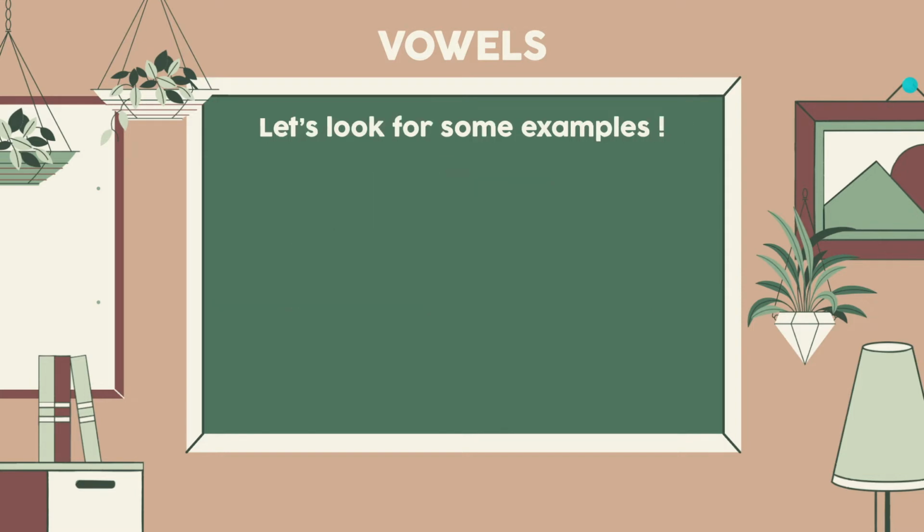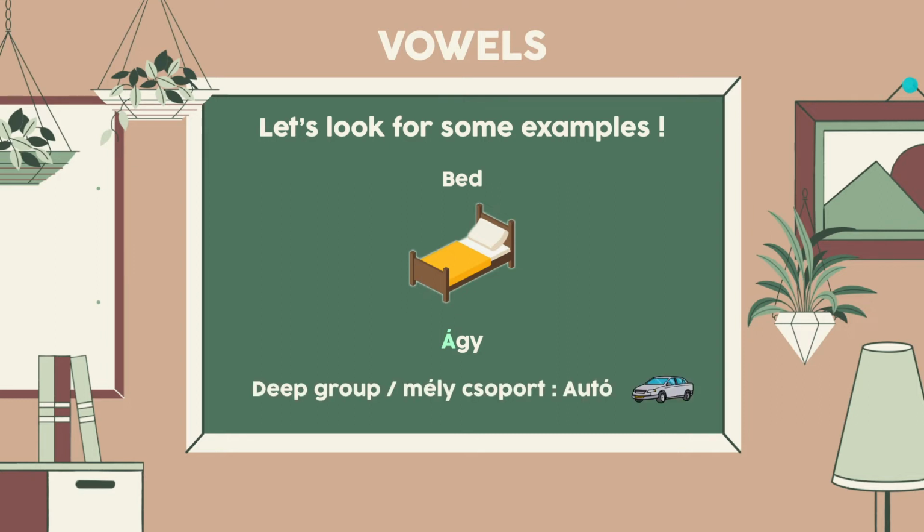But let's find some examples for the deep vowels. I really hope you still remember what was the thing we've learned for the second letter. It was, I think, a bed, right? And bed is gonna be ágy in Hungarian. And it's in the deep vowel group. Because the only vowel we have is A. And that's why ágy is gonna be in the deep group.